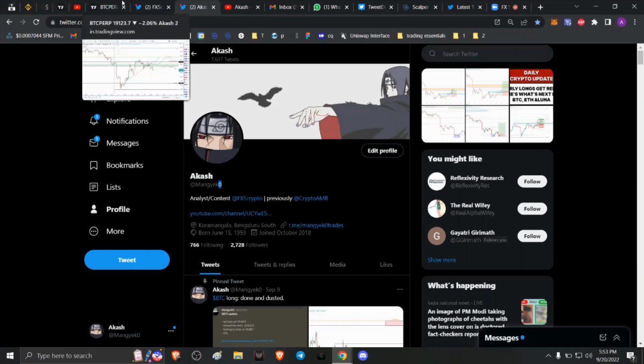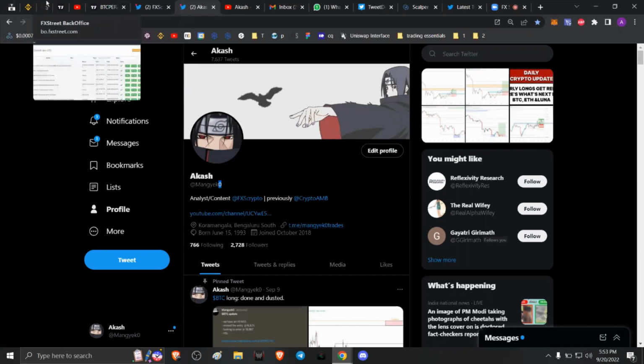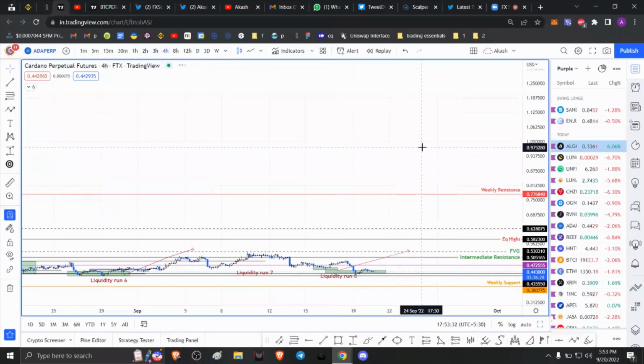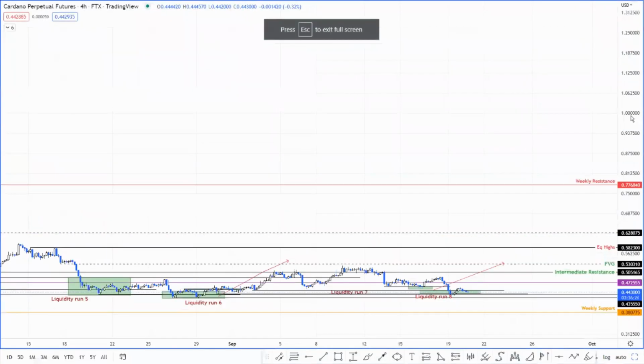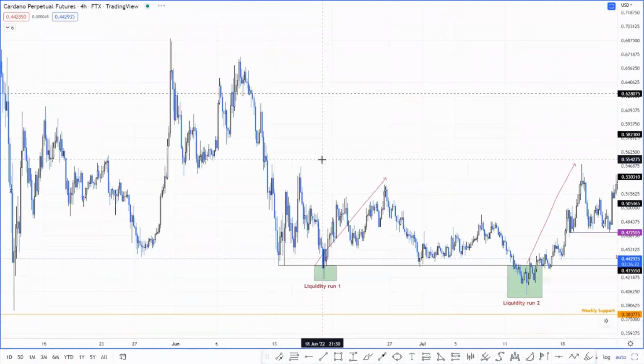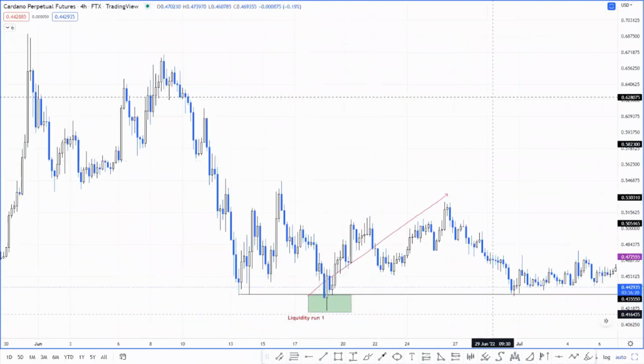Yeah, so we're going to be discussing Cardano, right? It's pretty simple trading Cardano. If you look at what's happening on a 4-hour time frame since the June 18th crash, let's break this down. What is a liquidity fractal? What is a liquidity run?